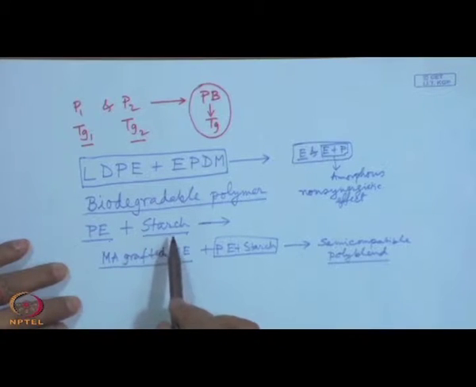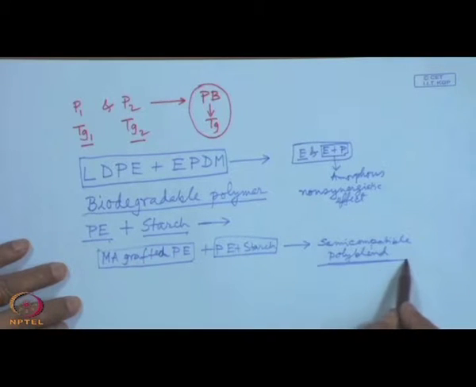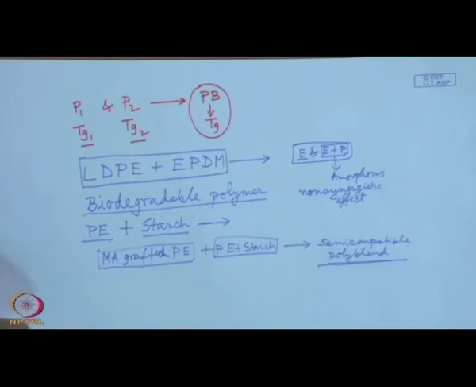While polyethylene and starch as such are immiscible, the use of 5 to 10 parts by weight of maleic anhydride grafted polyethylene improves their miscibility, because the maleic anhydride part is a polar part that helps in interface adhesion between the polyethylene and starch and leads to forming a semi-compatible polyblend.